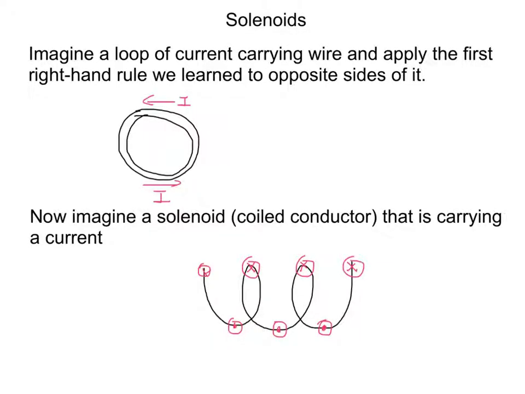This lesson is on solenoids. So we're going to imagine first a single loop of current carrying wire, and we're going to apply the first right-hand rule that we learned to opposite sides of it. So here I've got a loop, a circle, and the current is traveling this way.